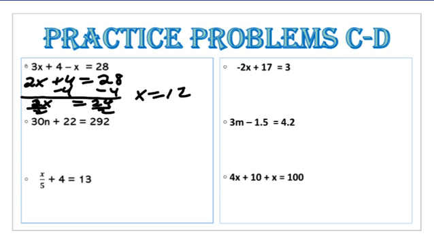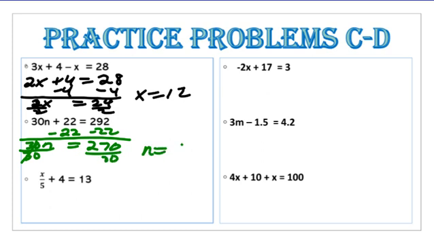Next one, 30n plus 22 equals 292. Subtract 22 on both sides. 30n equals 270. To get n by itself, divide by 30. N has to equal 9.